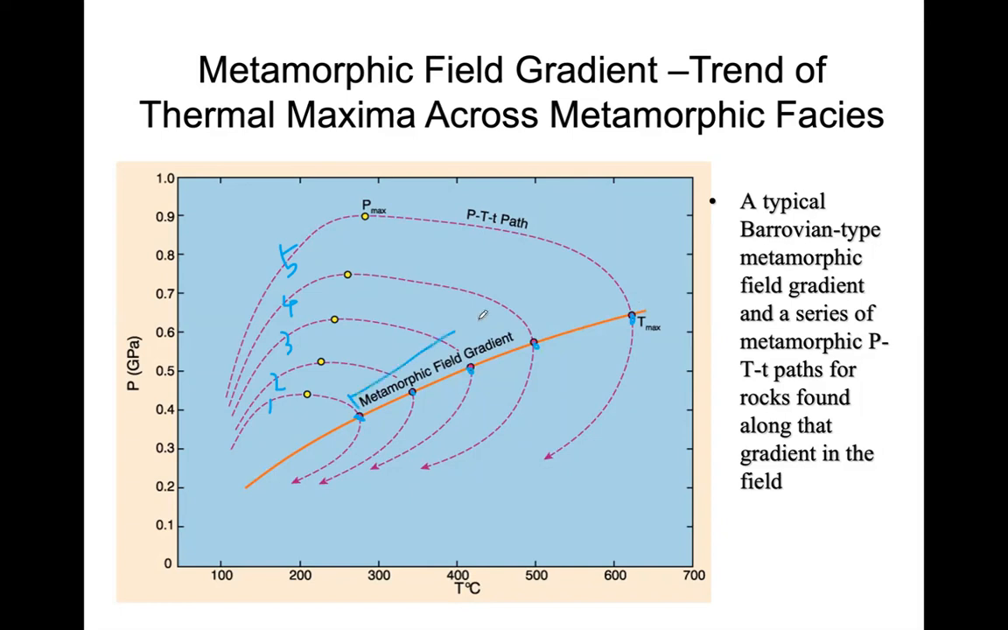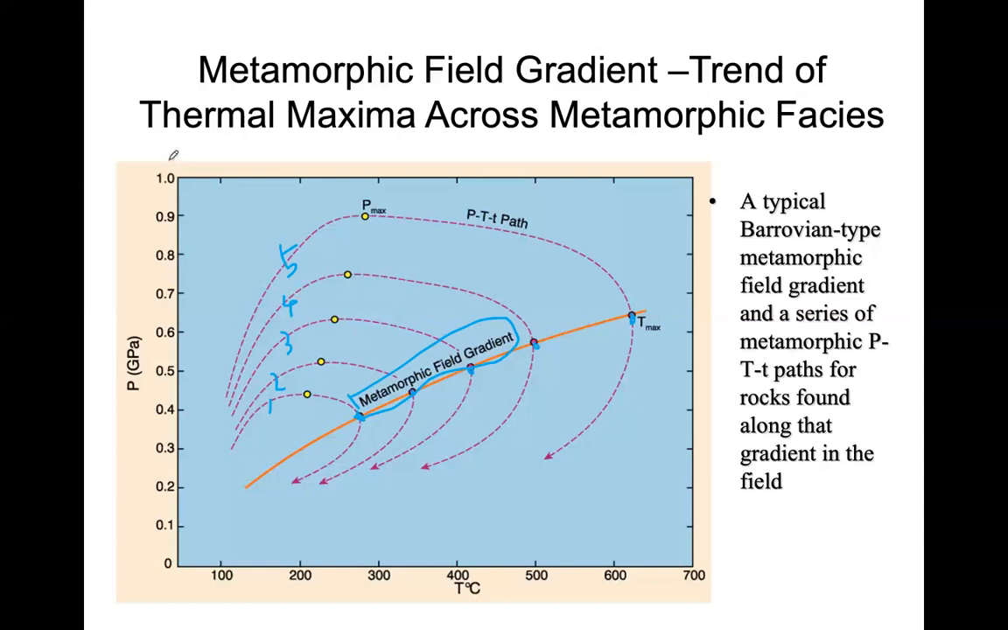So metamorphic field gradient represents the highest temperature points, the variation path of the highest temperature points in a given terrain. So that is what metamorphic field gradient is denoted. It's one way of showing how fast the PT changes were happening during the metamorphism of these rock units within the terrain, right?